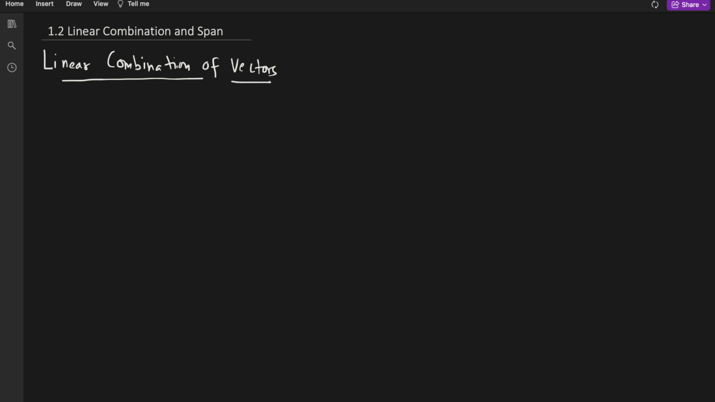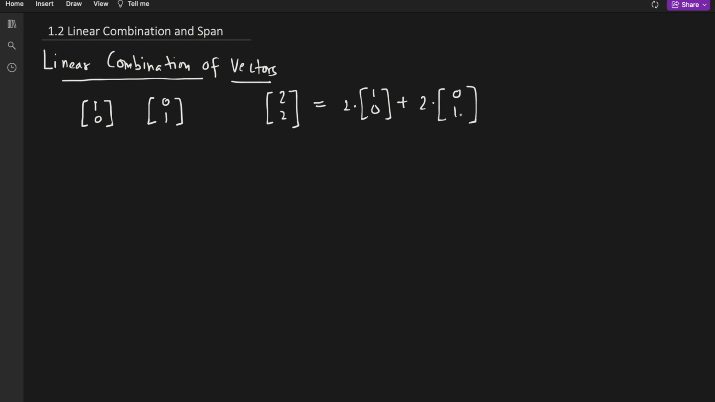If you remember, last time I gave you an example where I had one 2D vector (1, 0) and another 2D vector (0, 1). These are i hat and j hat, and I combined these two vectors to get (2, 2). So (2, 2) is nothing but 2 times the vector (1, 0) plus 2 times the vector (0, 1). This is a linear combination.